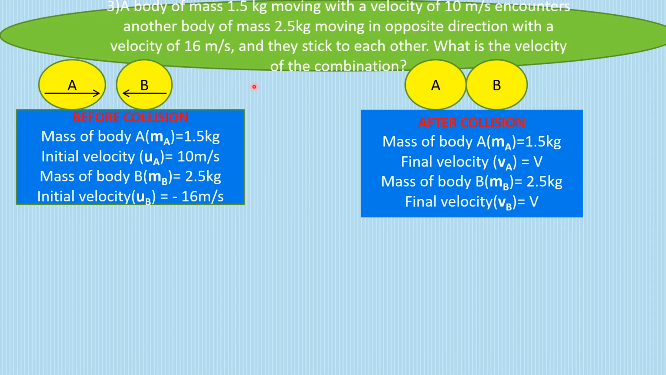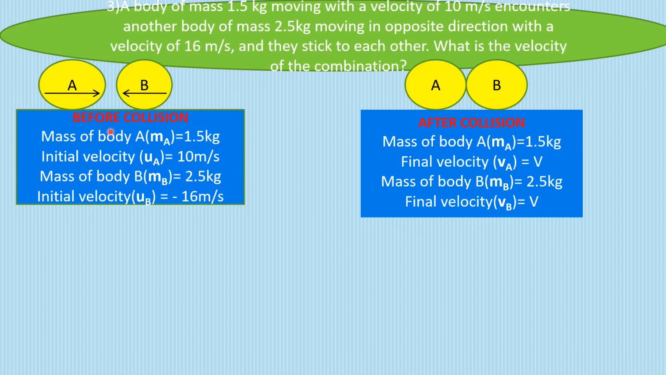Right? Now what was the velocity? With the velocity 16 meter per second. Now since both of them are traveling in opposite directions, if we are considering this to be positive, since this was in the opposite direction, velocity being a vector quantity, we have to use this negative sign here. Right? So these are all the details of body A, these are the details of body B.